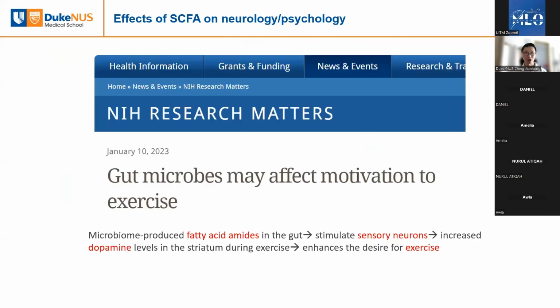And more on the psychology, recent research also shows that certain gut microbiome can make you want to exercise more. What was found was that the gut microbiome produced FAAs, which are fatty acid amides, in the gut, and this stimulates sensory neurons. Signals from these sensory neurons lead to increased dopamine levels in the striatum during exercise, and dopamine in turn enhances the desire for exercise. All these were discovered on mice, but if these are confirmed in humans, this could suggest strategies to encourage people to exercise.